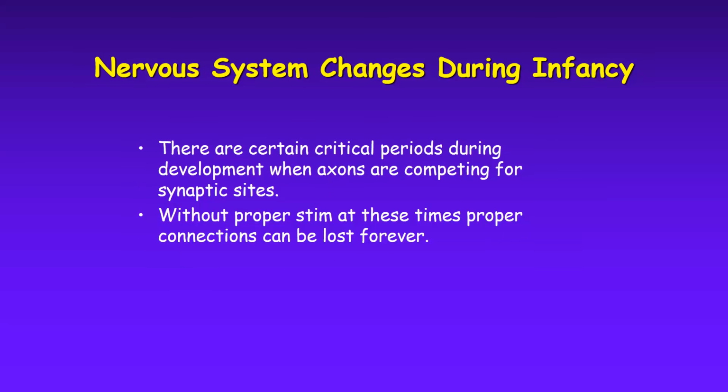Some quick nervous system changes during infancy. There are certain critical periods in development where axons are competing for those synaptic sites. This is why it's important to have that enriched environment during those first 3 years of life when that neuronal sculpting is going on at its briskest pace, and without proper stimulation, those connections can be lost forever.